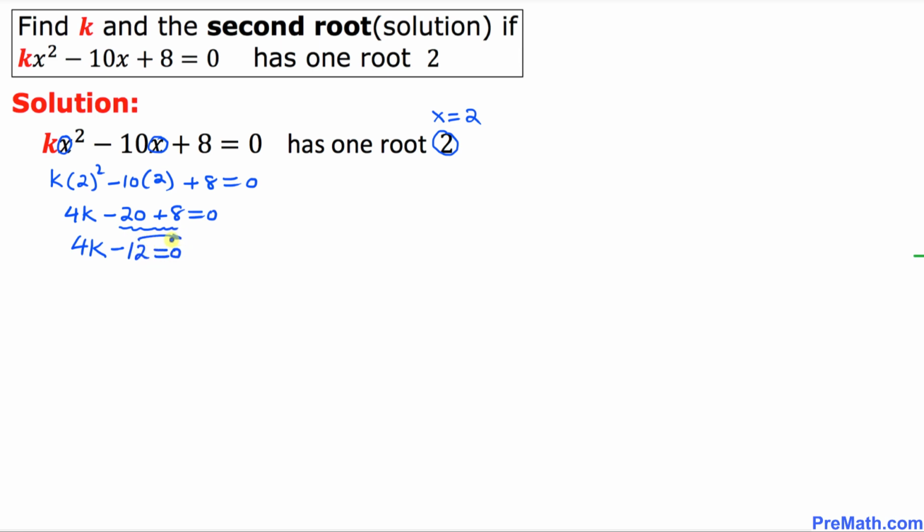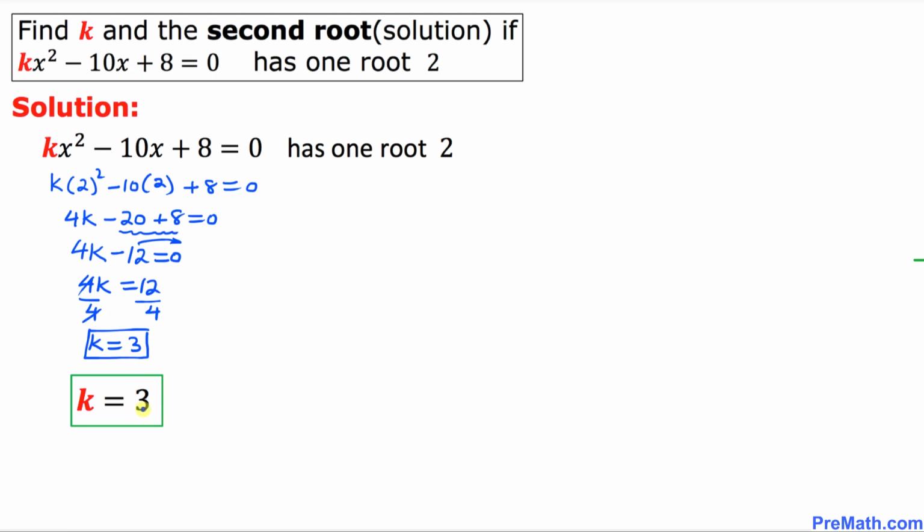We're going to move this negative 12 to the other side. 4k equal to positive 12. Divide both sides by 4. So this 4 and 4 is gone. So k turns out to be simply 3. So thus k equals 3, our k value.